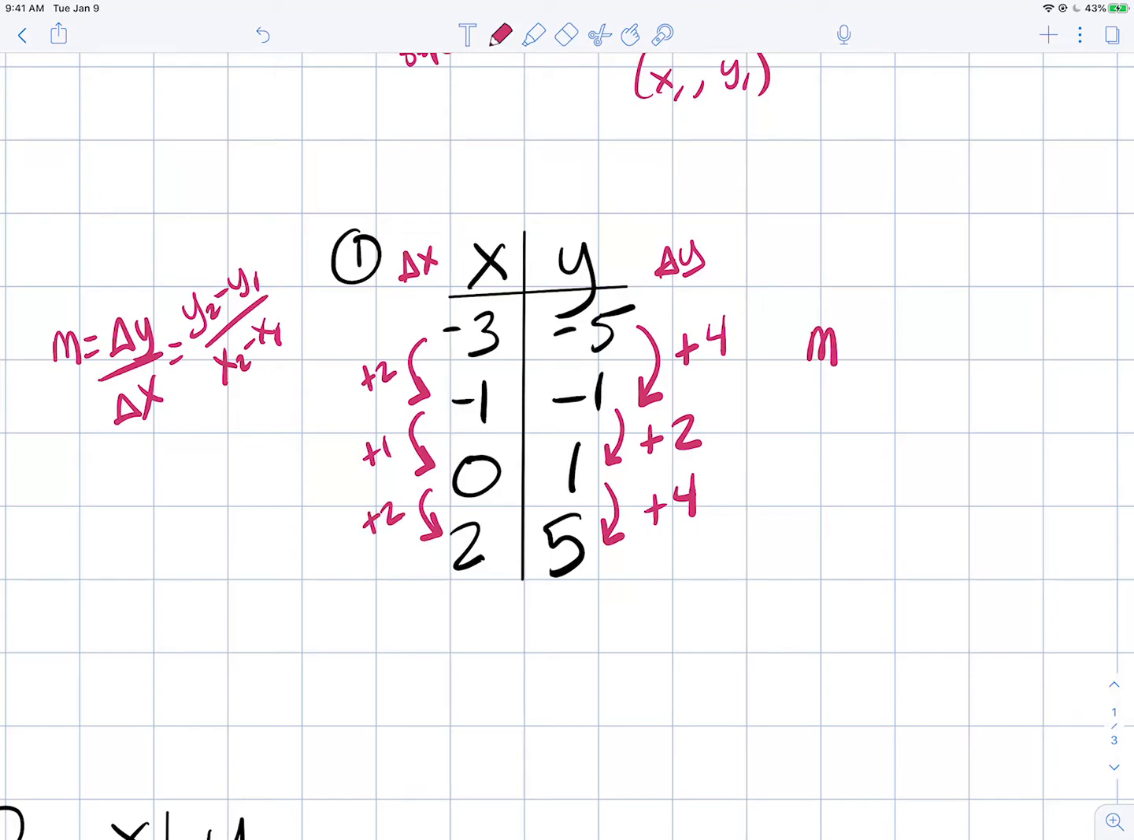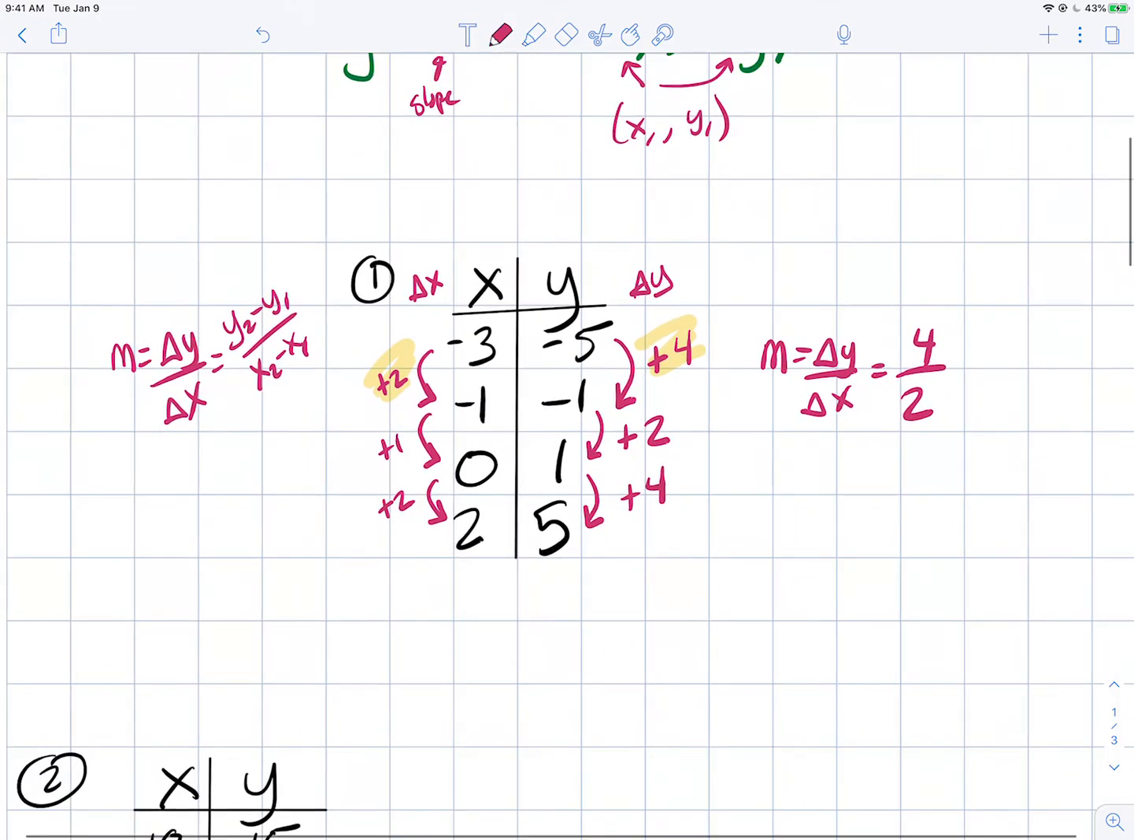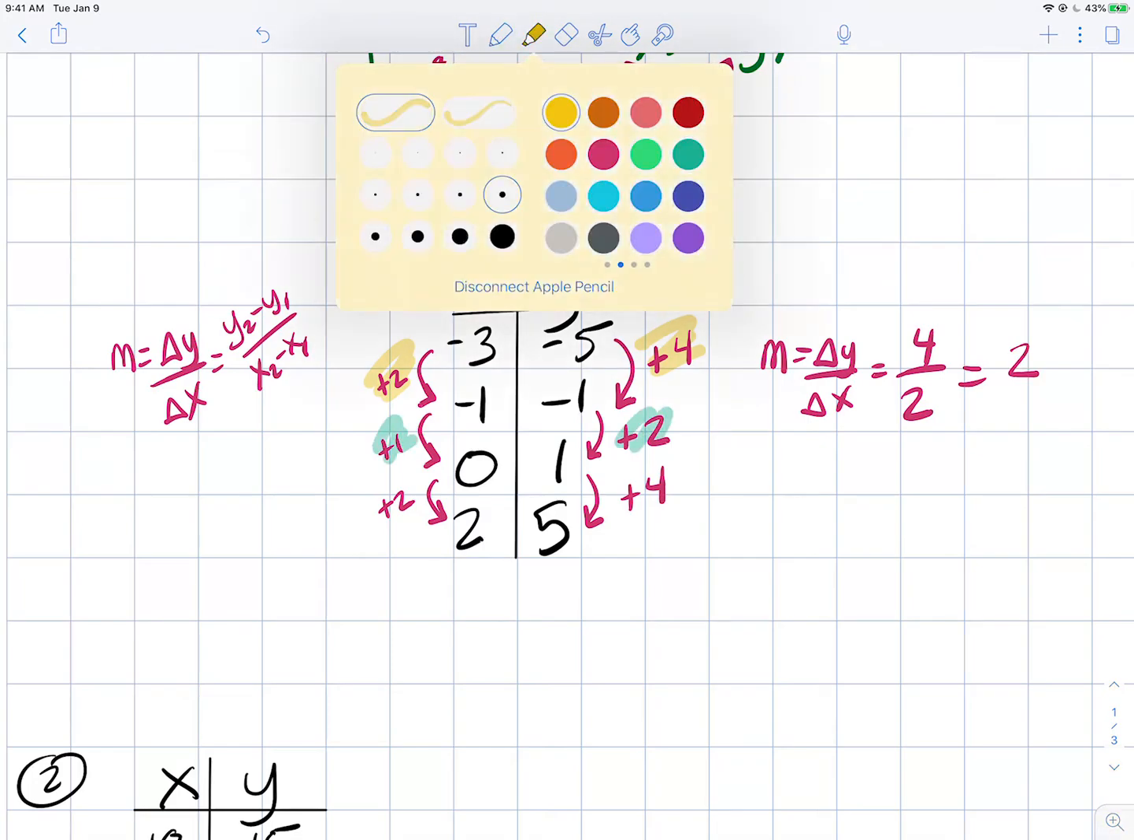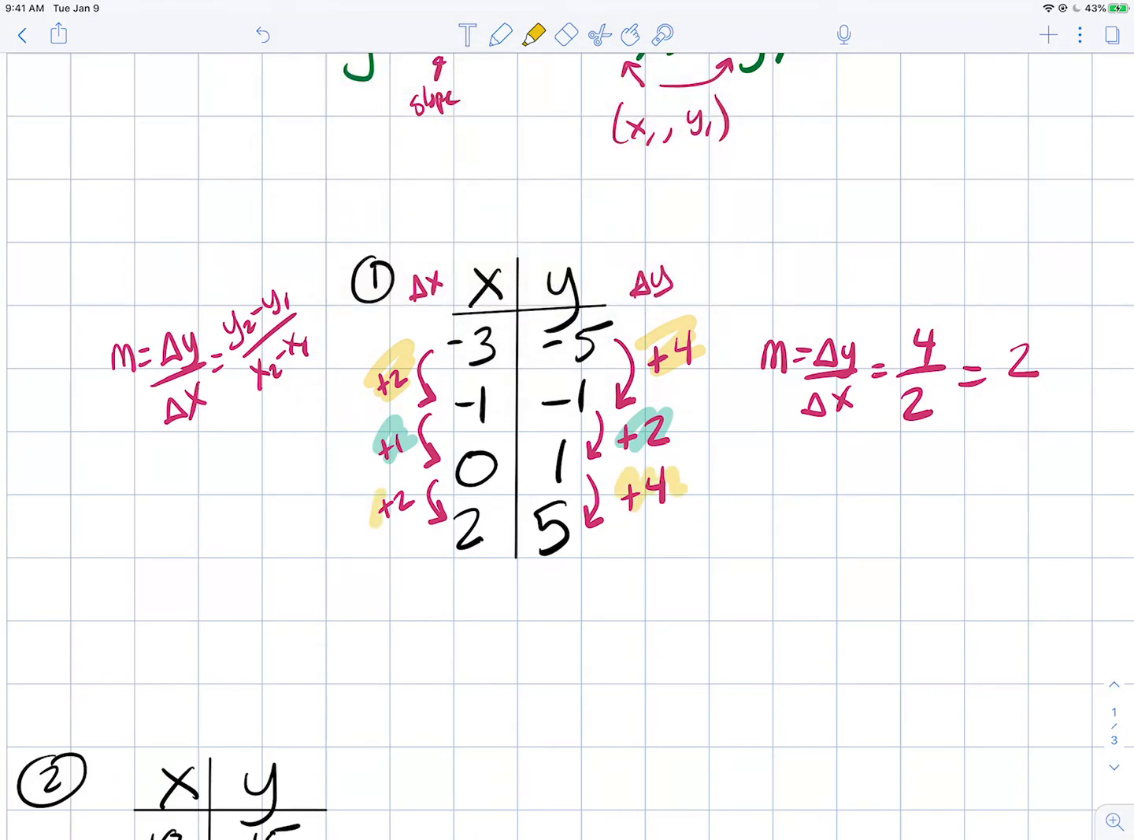So if my slope is the change in y over the change in x, the first set of information is a +4 over a +2. And 4 over 2 is 2. If I look at the rest of them, 2 over 1 is also 2. And 4 over 2 ends up being the same problem. So no matter which level of changes you use, your slope is going to be the same.